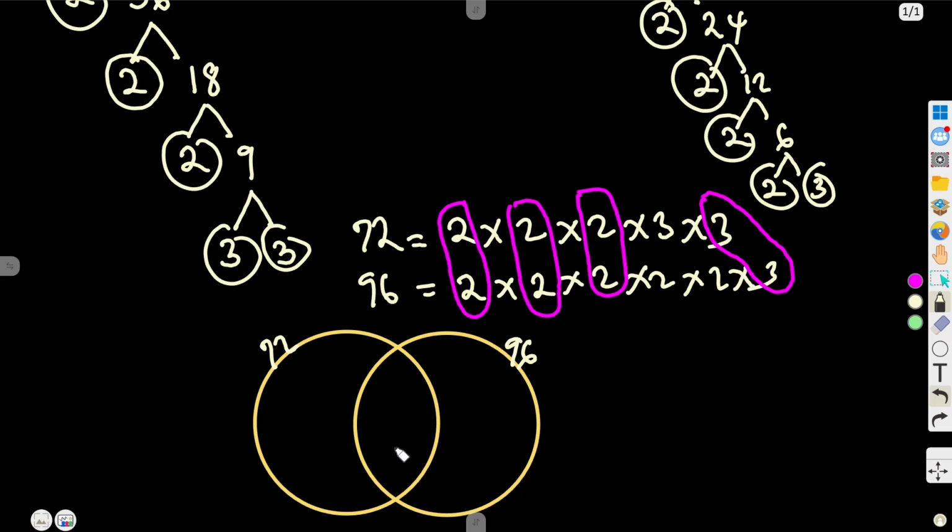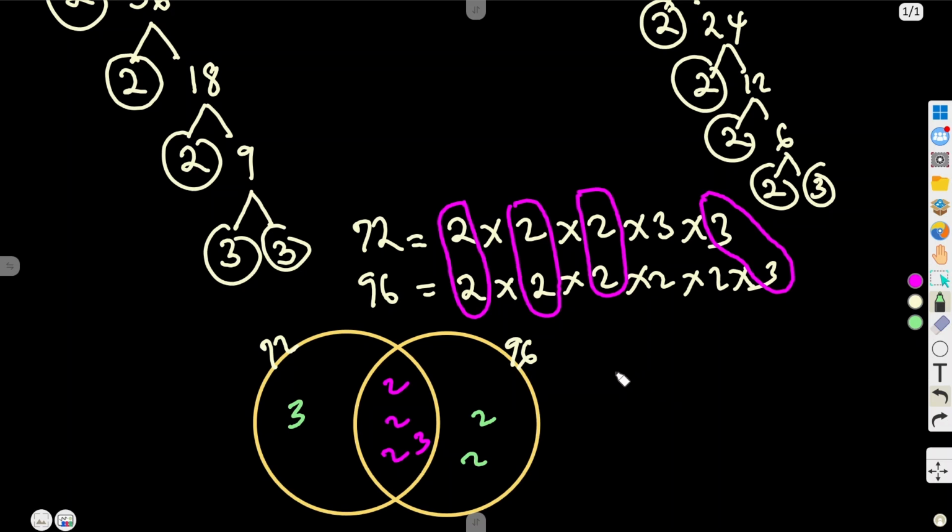So in the overlap, you have the numbers in this color, I think in pink color or something like that. So you put here 2, 2, 2, and then 3. And of course the remaining number for 72, which is 3, goes right here. And for 96, the other numbers are going to be 2 and 2, so you put in 2 and 2. So now we can easily work out the highest common factor.